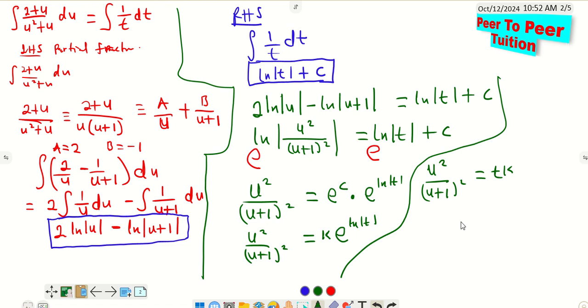Then when we get to this point, we can square root both sides. When you square root both sides here, you are going to get u over u plus 1. So when I square root both sides, I'm going to get u over u plus 1 should be equal to plus or minus the root of tk. Remember that k is a constant, so it can be written as plus or minus root of k multiplied by root of t.